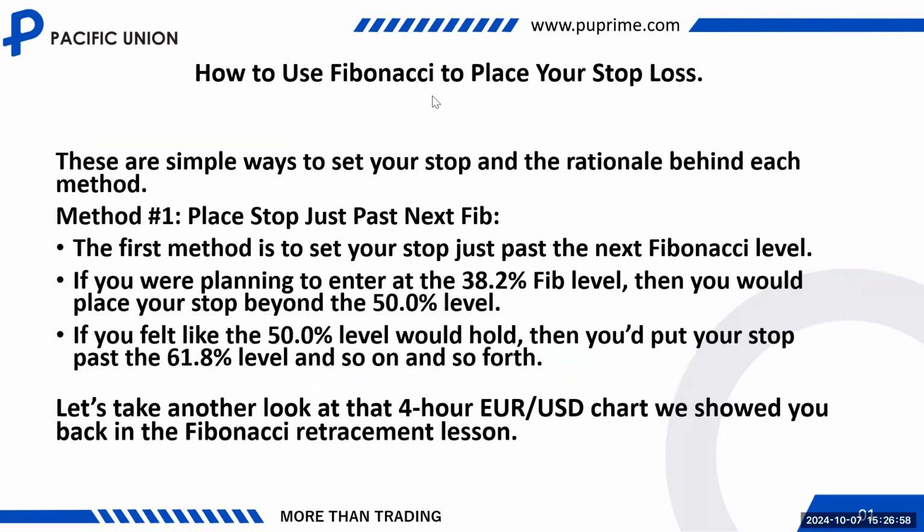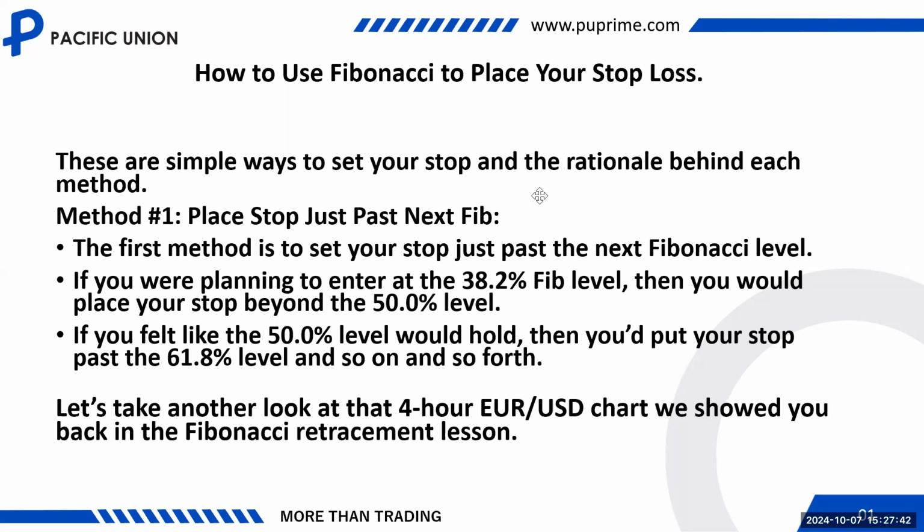So how do you use the Fibonacci level to set our stop loss? Now, there are simple ways to set your stop loss and the rationale behind each method. Number one, you can use the next Fibonacci level as a stop loss. When you're trading with the Fibonacci levels, you can use the next level. So the first method is to set your stop just above the next Fibonacci level. So if you're planning to enter at the Fibonacci 38.2 level, then you will place your stop beyond the Fibonacci 50%. And if you feel like the Fibonacci 50% level will hold, then you put your stop past the 61.8 level, and so on and so forth.